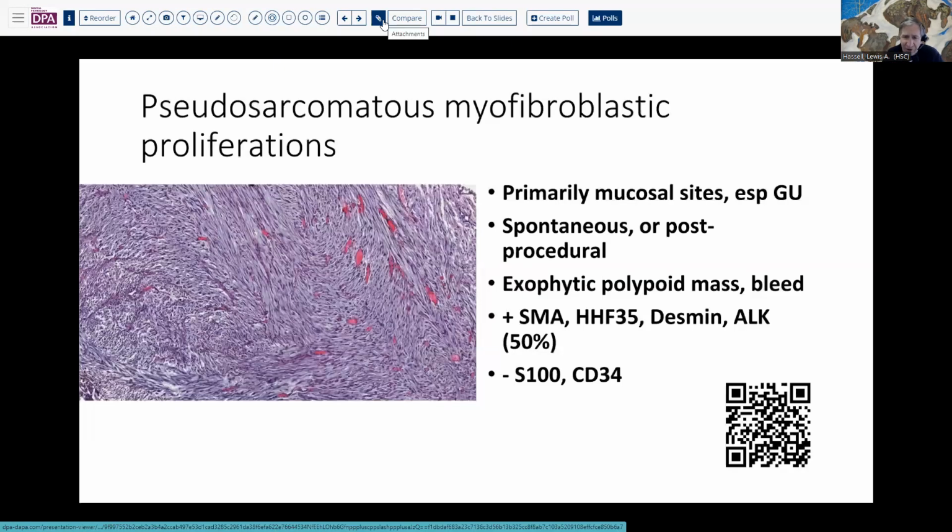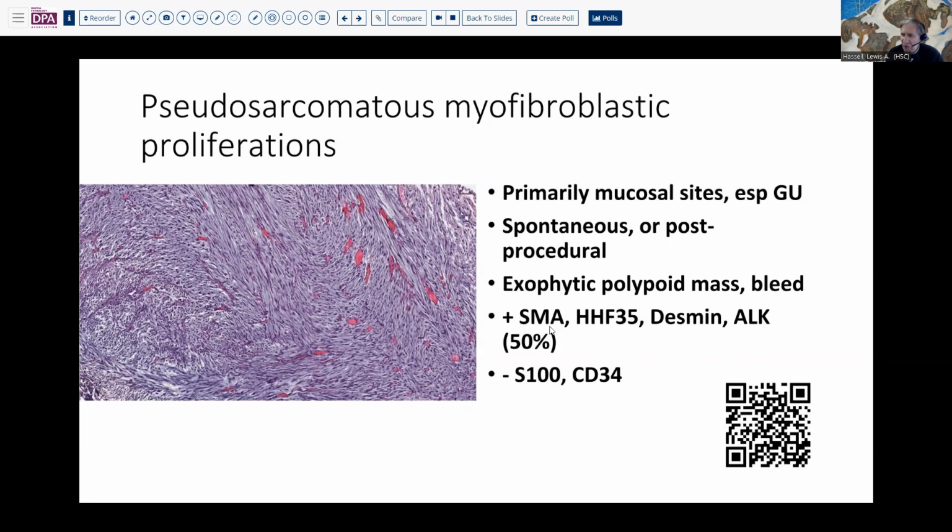So something that enters into the differential with that, but has a somewhat different presentation, is the pseudosarcomatous myofibroblastic proliferation. And that is because this is something that occurs primarily in mucosal sites, especially in the GU tract. It was, I think, first described as a postoperative spindle cell nodule occurring post-TUR in some patients with prostatic hyperplasia, and hence it tends to be more adult patients. These lesions tend to be exophytic, polypoid, rapidly growing, and they may bleed. So here's the link to the slide.